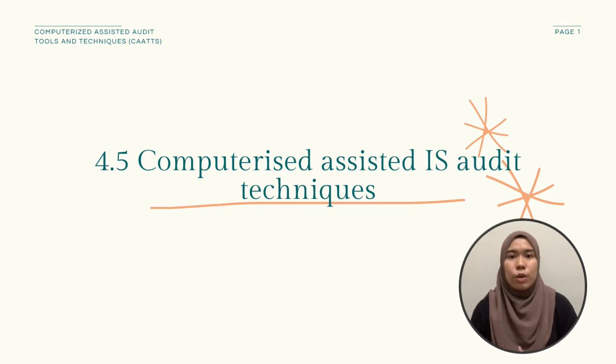First of all, when we talk about information system, usually it will relate with the software. There are two main techniques for computerized assisted IS audit, which are specialized software and test data.